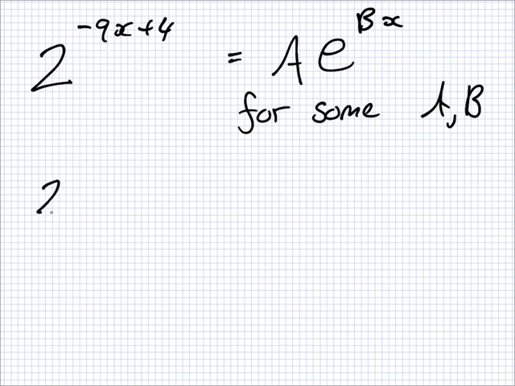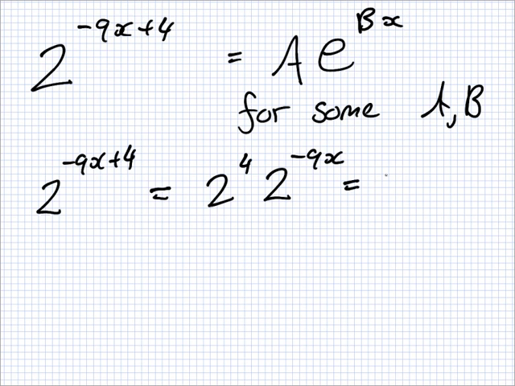Okay, so let's have a look here. First thing I'll do is I'll change this into 2 power 4, 2 power minus 9x. Now 2 power 4 is 16. So that's 16 times 2 power minus 9x. Now you can see it's starting to take shape. We can already imagine what the a probably is. Probably is going to end up being the 16, isn't it? Because it's looking like that's the number in front.